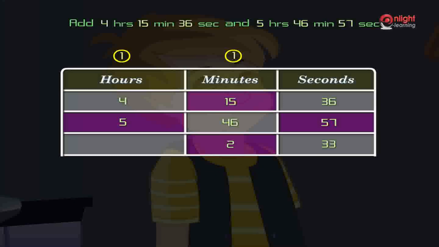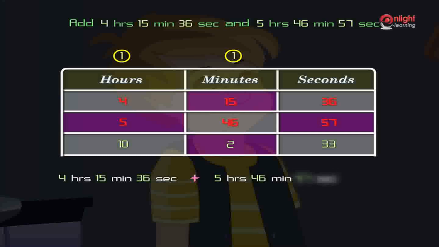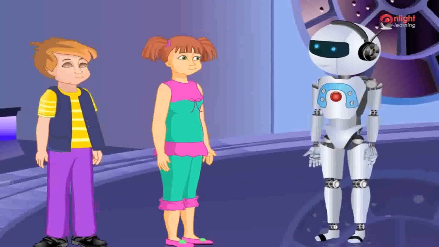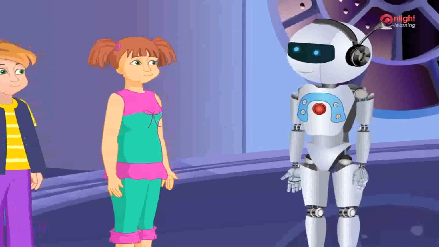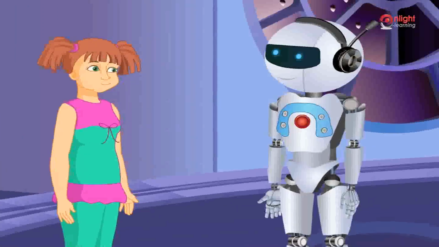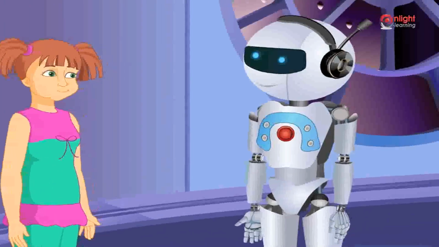Now add the hours column. We get 4 plus 5 plus 1, which was carried over from the minutes column. Hence, the sum is equal to 10 hours. Hence, 4 hours 15 minutes 36 seconds plus 5 hours 46 minutes 57 seconds is equal to 10 hours 2 minutes 33 seconds. Similarly, we have also learnt how to perform subtraction of numbers showing time involving 2 units of time.